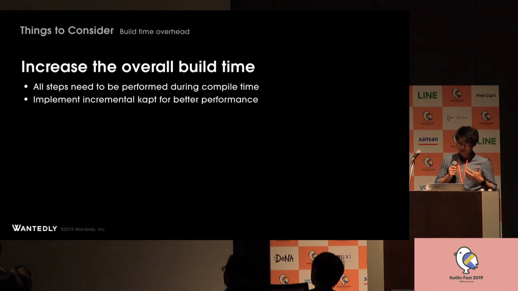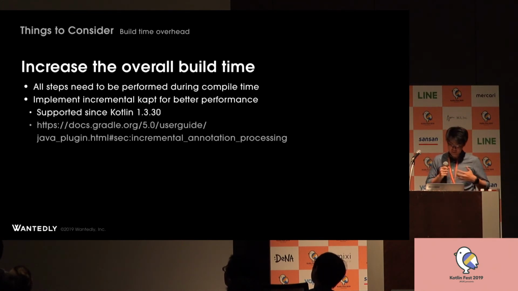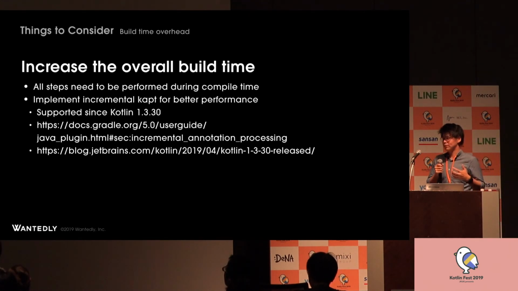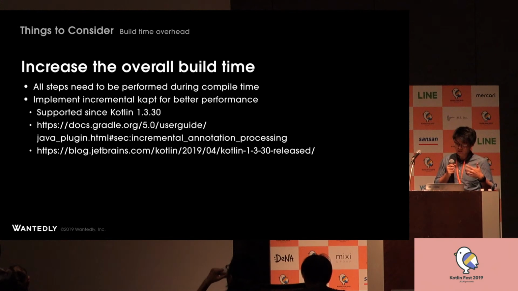One way to fix this is through implementing incremental annotation processing. Incremental annotation processing means that the annotation processor will not be run if it doesn't find any changes to the annotated elements. And this can be useful to improve the performance of your annotation processor. It's been supported since Kotlin 1.3.30, and some of the most popular libraries have also added support for this.